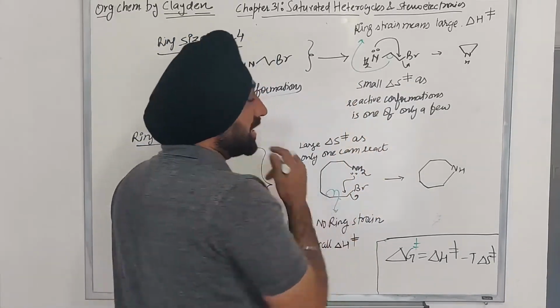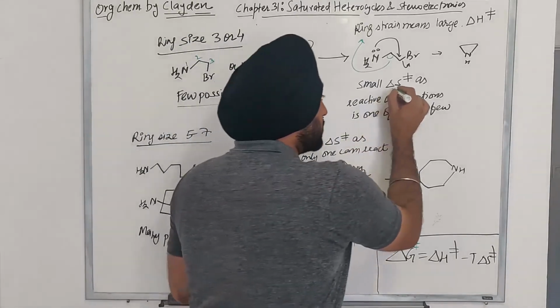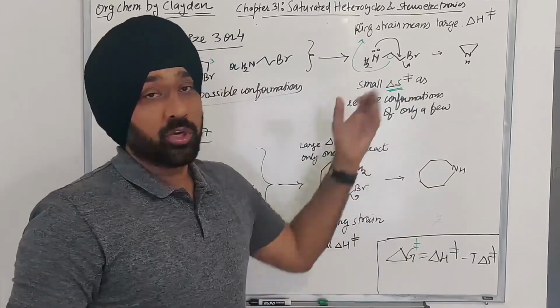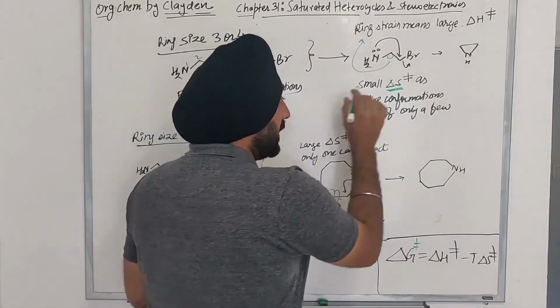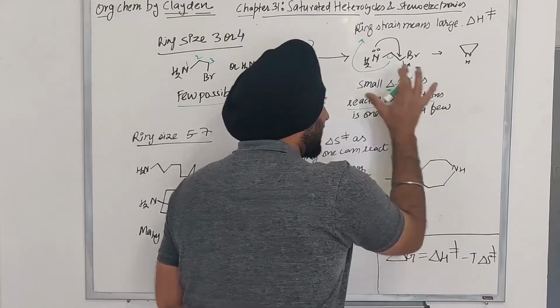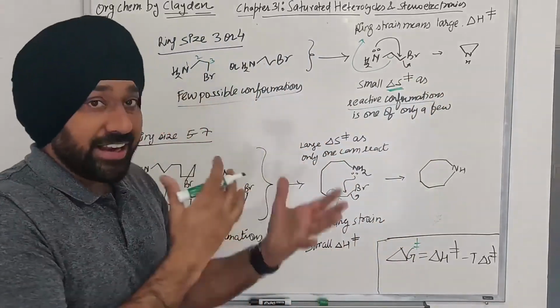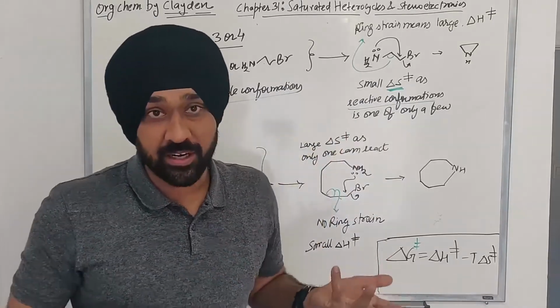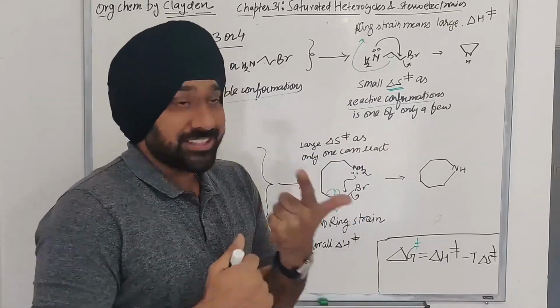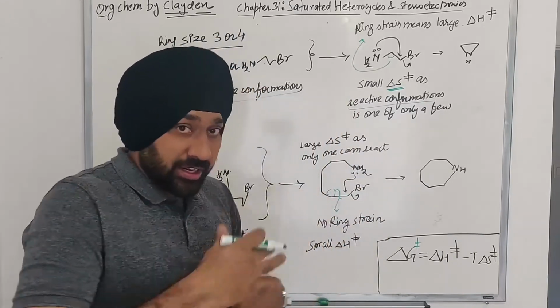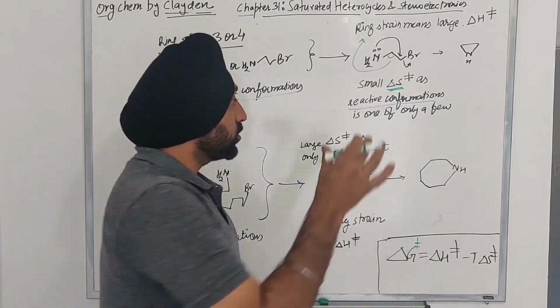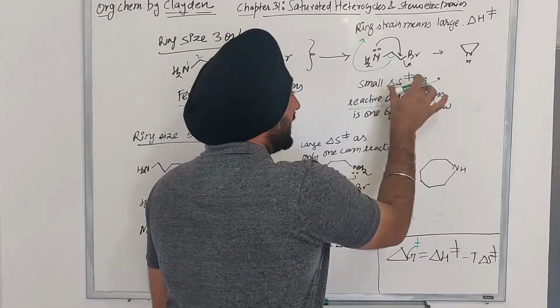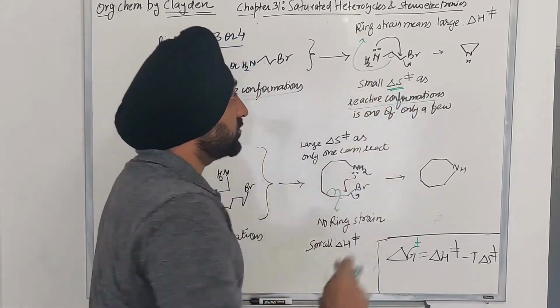As a result of it, इसका मतलब क्या है कि इनकी जो delta S value है, that is going to be very, very small. Why? Because it can reach the reactive conformation, and that reactive conformation is like, let us suppose if there are 4 conformations that are possible, out of those 4, it is just the one that is reactive. So the number of choices is pretty small. So here the delta S is small because it has a low value.